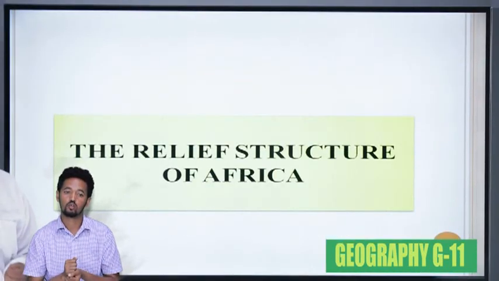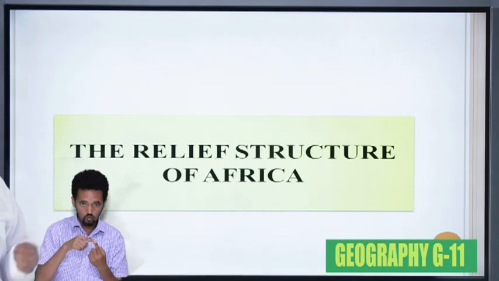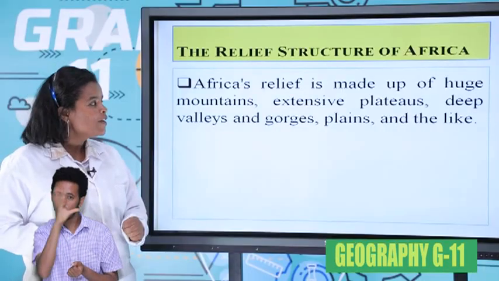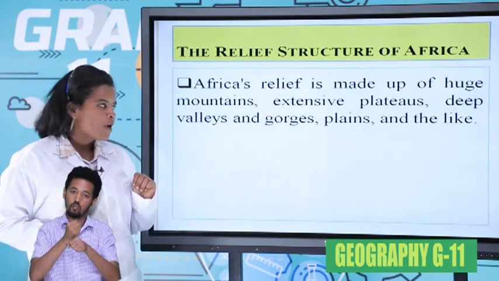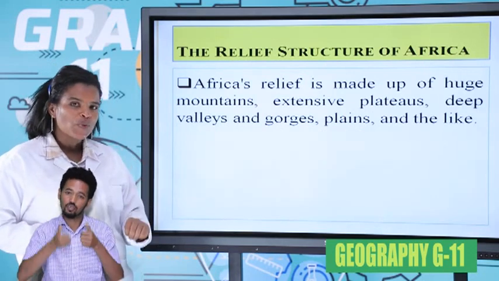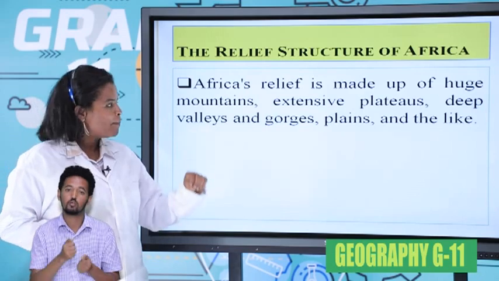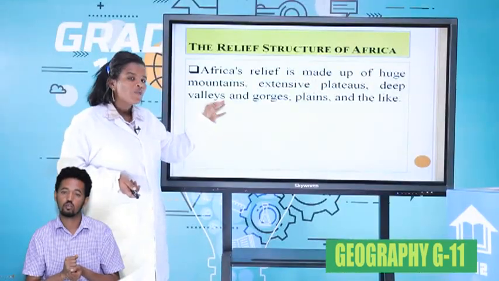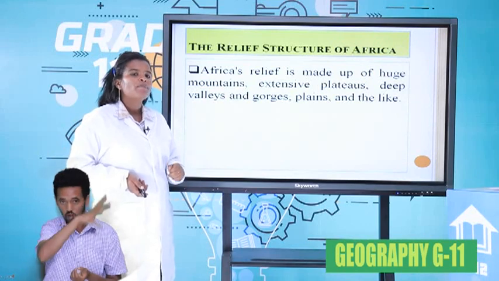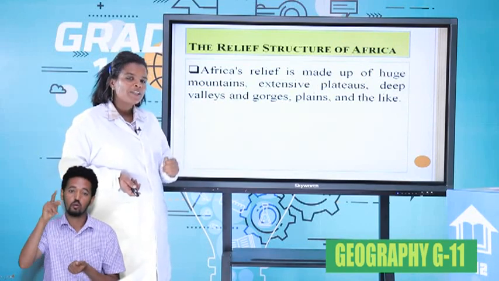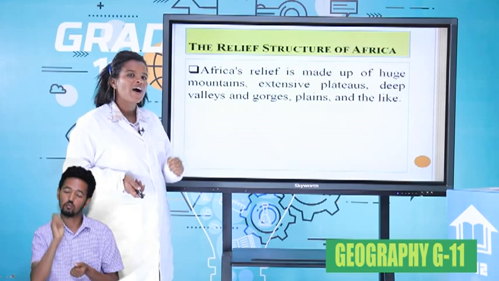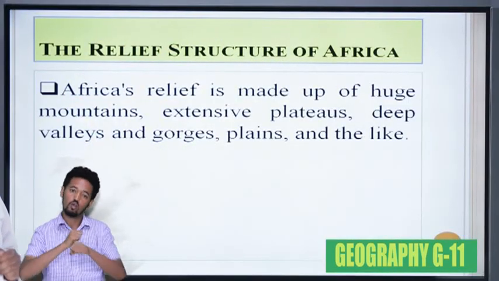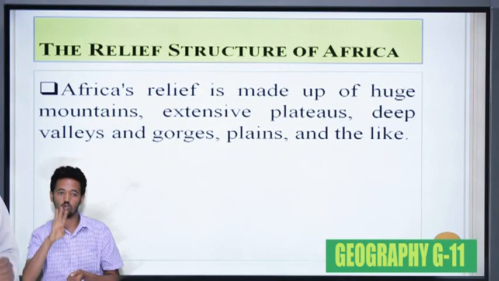Let us move to the relief structure of Africa. Africa's relief is made up of huge mountains, extensive plateaus, deep valleys and gorges, plains, and the like. Most of African land is dominated by plateau. 71% of the landform of Africa is plateau. Only 4% is mountain and 24% is plain.